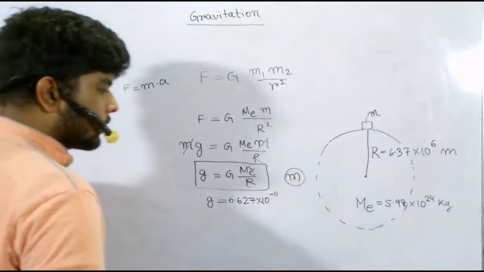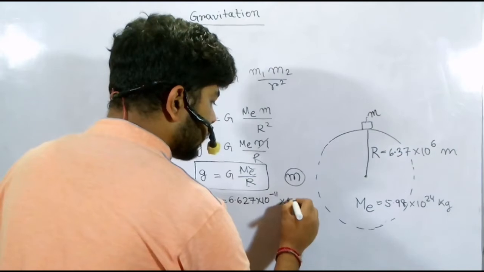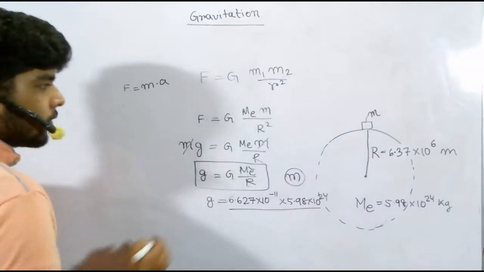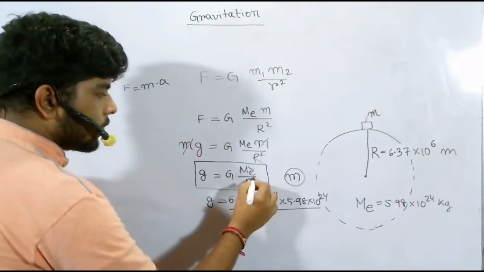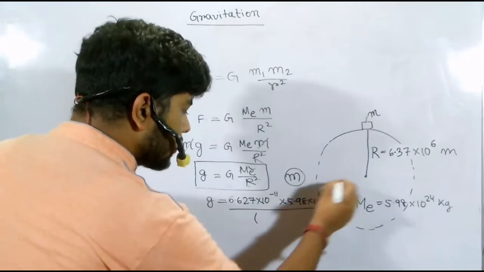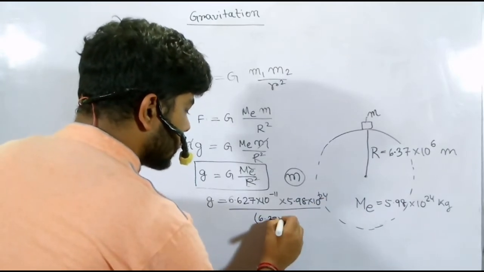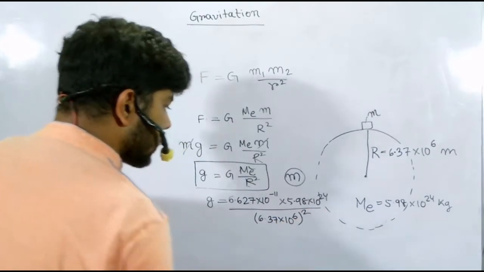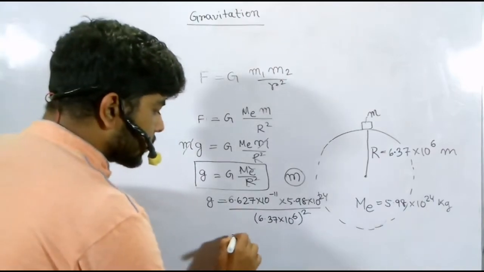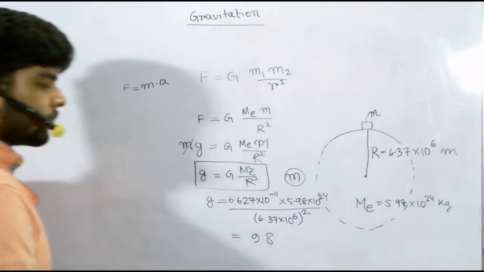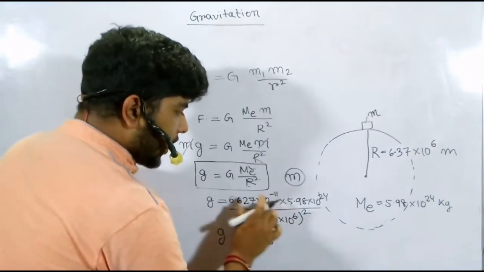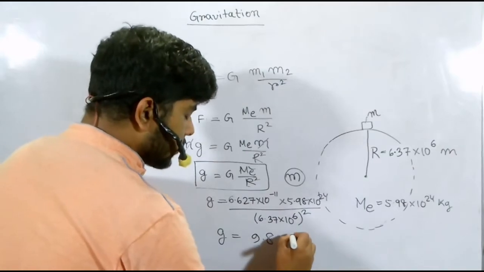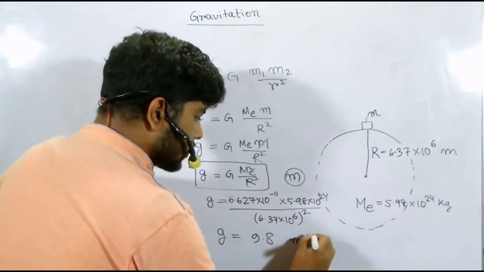So let's calculate. Put this value 5.98 into 10 to the power 24 divided by, sorry, this will be r squared, right? R squared. So divided by 6.37 into 10 to the power 6, whole squared. So after calculating this, we get that the value is 9.8 only. And as it's acceleration, what is the unit of this? The unit of this is meter per second squared.